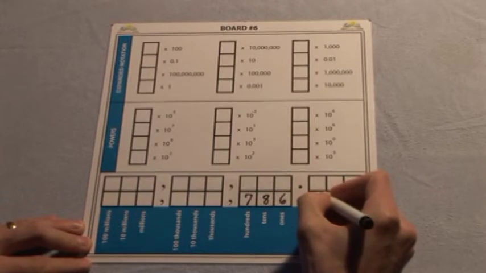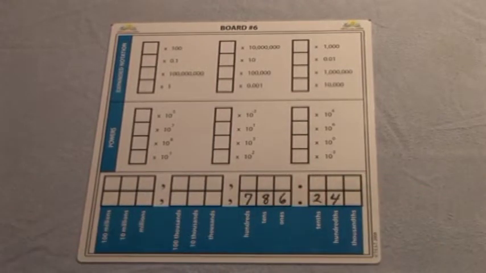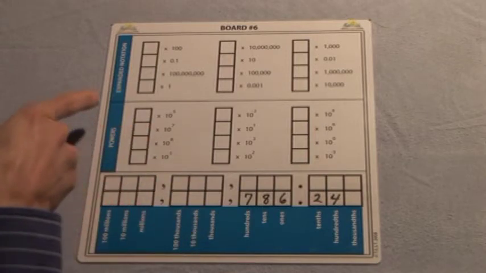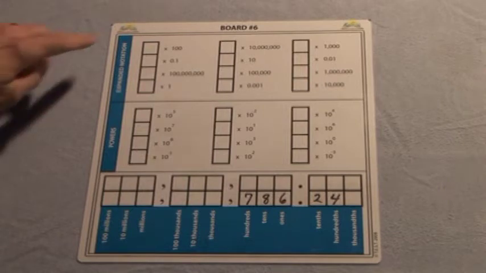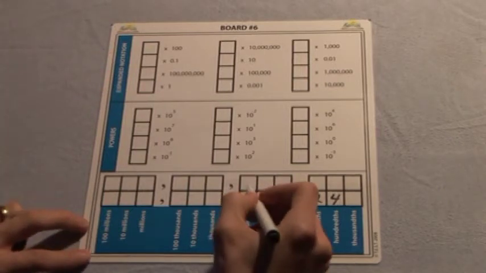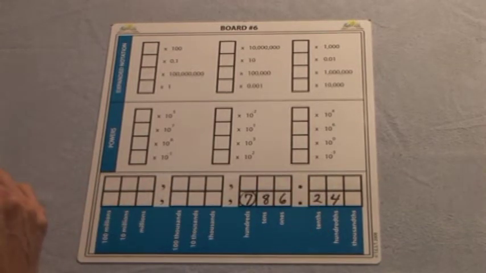Along the bottom, let's start off with a number in standard notation. And we'll write 786 and 24 hundredths. All we're going to do today is change these 5 digits and convert them into powers up here in this middle section, and then also into expanded notation in this top section. So let's look at the first digit in our number, and it's 7, and there's 7 hundreds.